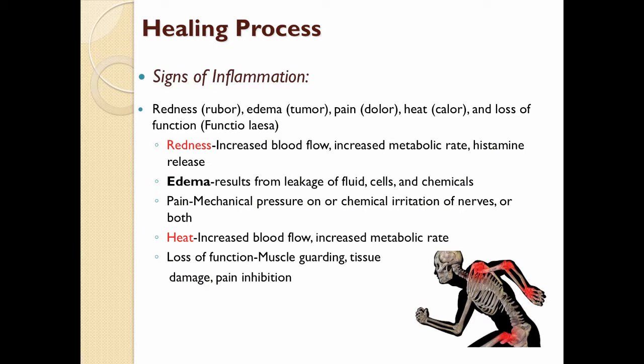We have signs of inflammation that include redness, edema, pain, heat, and loss of function. You may also want to be familiar with the Latin terms for these as rubor, tumor, dolor, calor, and functio laesa. So we have redness, or rubor, which results from increased blood flow, increased metabolic rate, and histamine release. And we also have edema, which results from leakage of fluids and cells and chemicals.